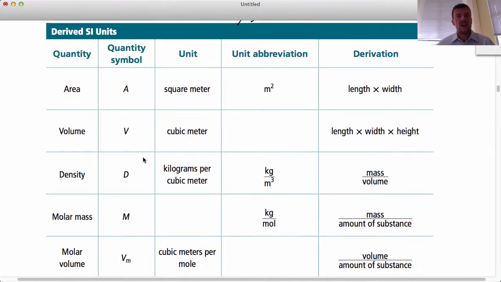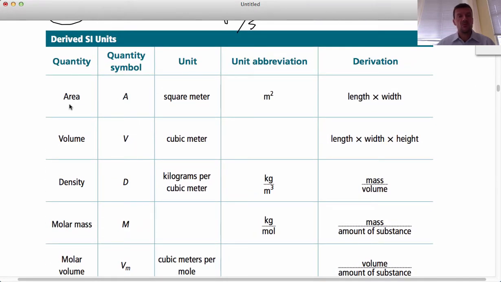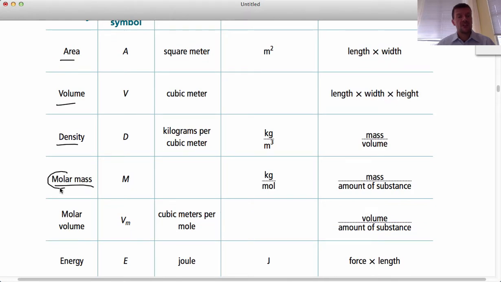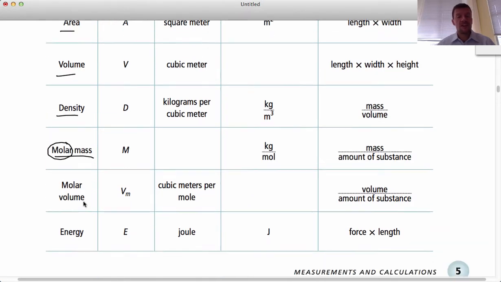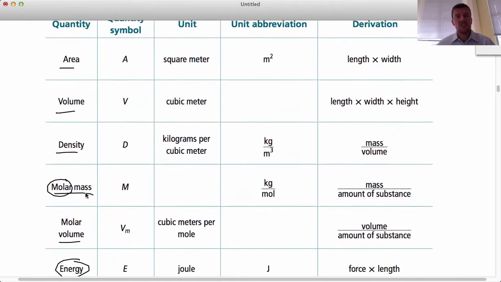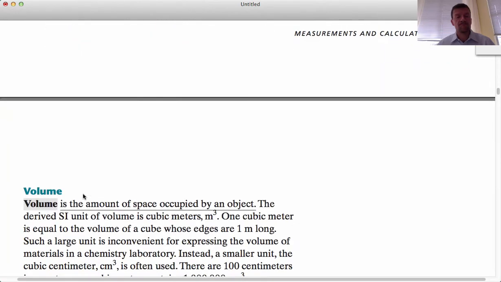Here are some more derived units. You need to become familiar with these as we work through the course. Area, volume, density. Molar mass, we'll talk about what a mole is in this class. Molar volume, energy. All right, those are some examples of derived units.